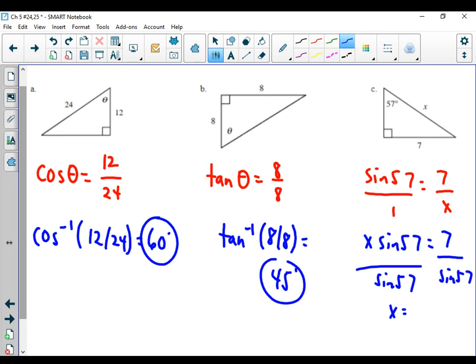Then the last one, we're missing the sides. Now we don't have to worry about inverses. What do you get when you divide 7 by the sine? Everybody okay with that, 8.3? Always ask yourself, does that make sense? Well, 8.3 is a hypotenuse, and it's longer than the leg, so that's okay. If I got an answer that was shorter than 7, that would tell me I made a mistake somewhere. So always double check, make sure it makes sense.